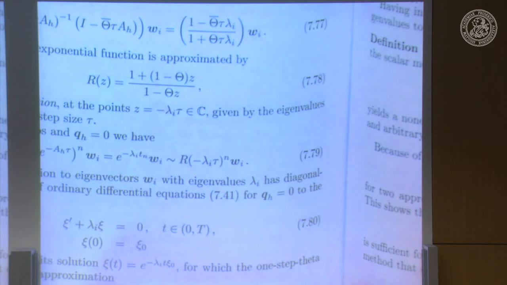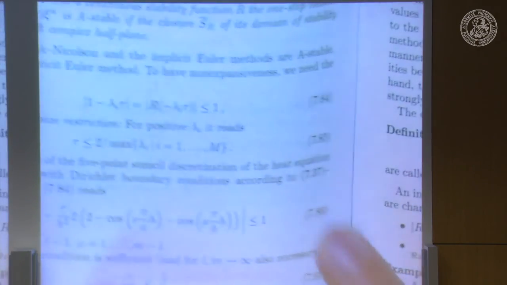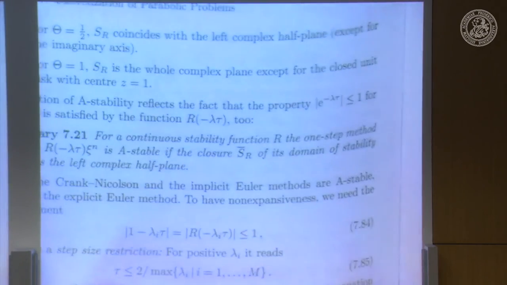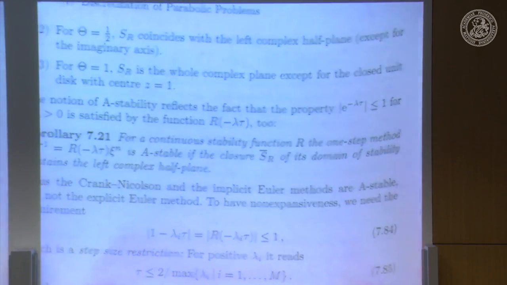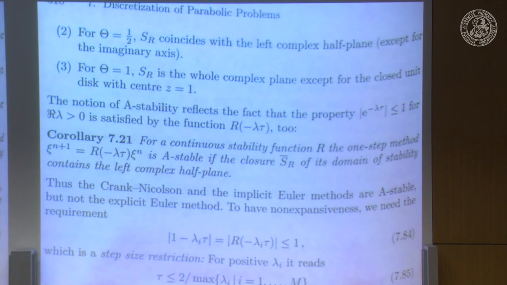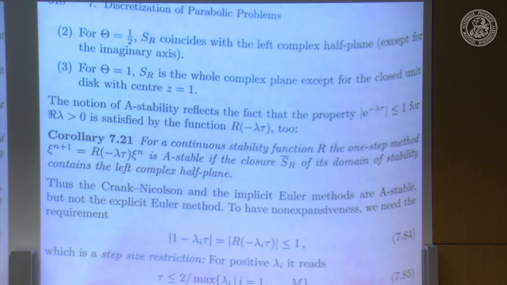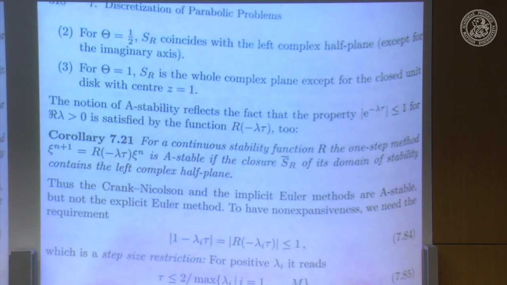And for the other ones, we have to look a little bit more in detail to see what comes out. But let me mention what comes out. For theta equals 1/2, really the full left-hand side of the complex plane, excluding the imaginary axis, belongs to the stability region. It's exactly what we would like to have. So in this sense, this is very good.